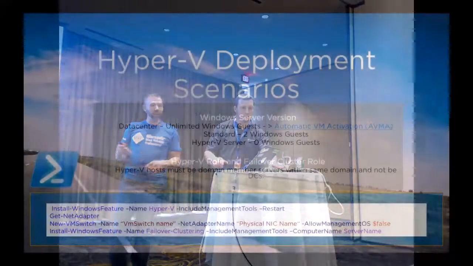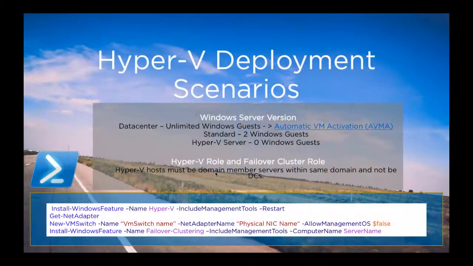And all I've done here is include some of the PowerShell that you would be able to take and run inside of your Windows Server 2016 environment to enable the Hyper-V role, as well as create a standard virtual switch, give it a name, and add the Windows failover clustering role as well. So it's really easy, really simple, just a few short lines of PowerShell.